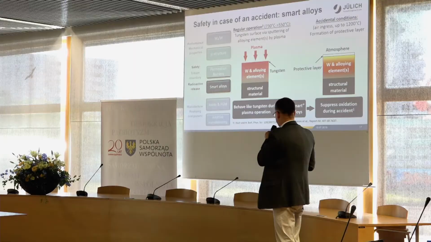So therefore, another idea, which was actually proposed by Koch and Bolt in Garching initially, is so-called self-passivating tungsten, and we call this in Jülich smart alloy.